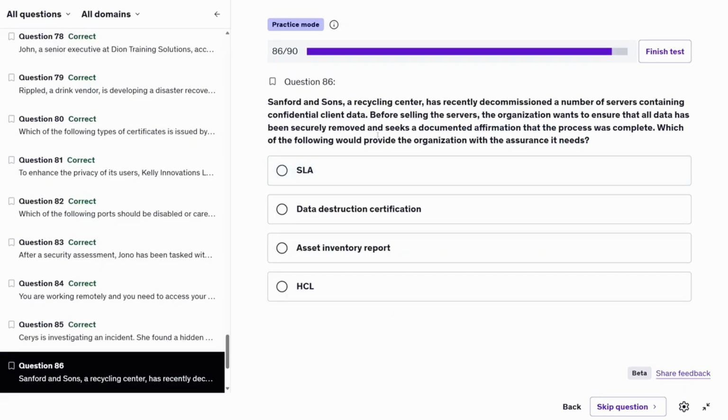Sanford & Sons, a recycling center, has recently decommissioned a number of servers containing confidential client data. Before selling the servers, the organization wants to ensure that all the data has been securely removed and seeks a documentation affirmation that the process was complete. Which of the following would provide the organization with the assurance it needs? Correct answer is B.